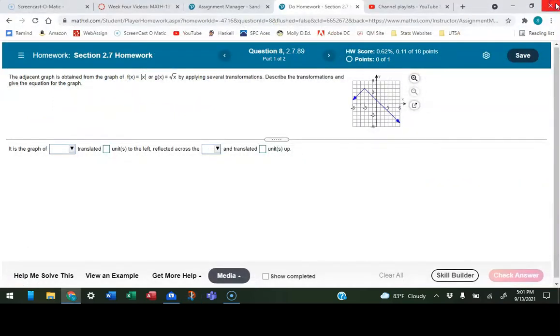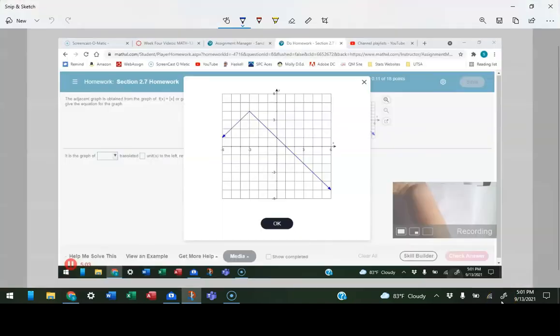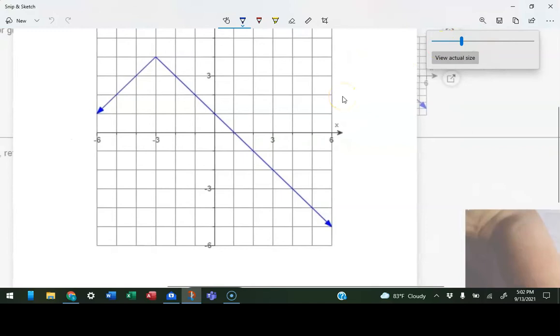So I want to look first of all and zoom in here. I do know that it is not the square root of x. I do know that it's the absolute value of x. So I need to look at a couple of things. First of all, has it been stretched or compressed?